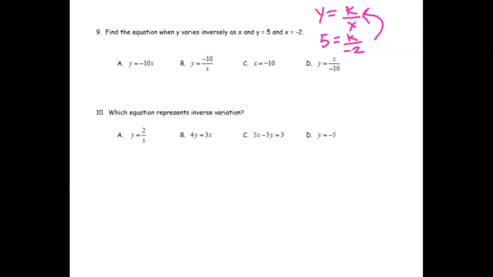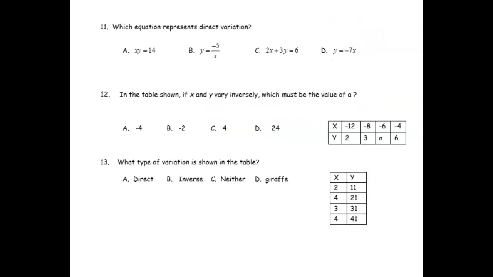Okay, number 10, for all of these, solve for y. Once you get it into solving for y, you want to see which one's an inverse variation. Okay, 11, same thing. Always solve for y, and then you can detect if it's a direct variation.